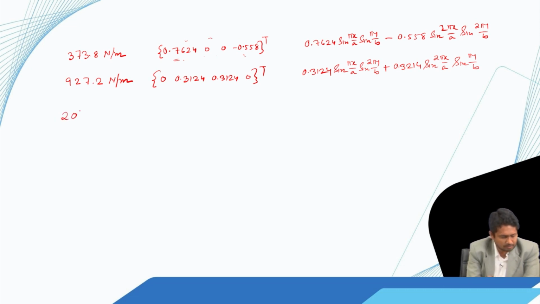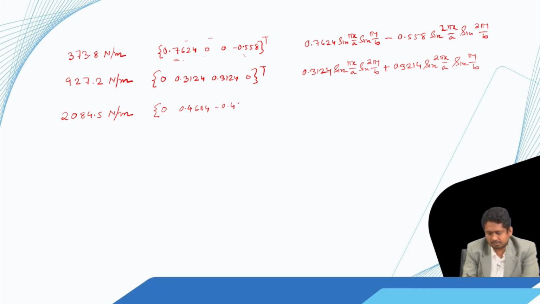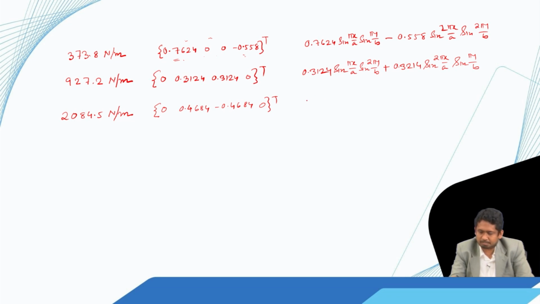Third one, 2084.5 Newton per meter, and then we have here the eigenmodes as 0.4684, minus 0.4684, 0, and then here we have 0.4684 multiplied by sin pi x by a into sin 2 pi y by b minus 0.4684 into sin pi x by a multiplied by sin 2 pi y by b.